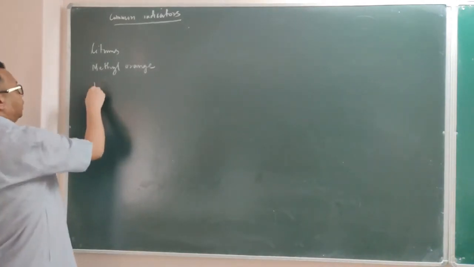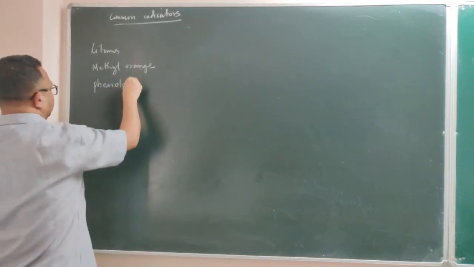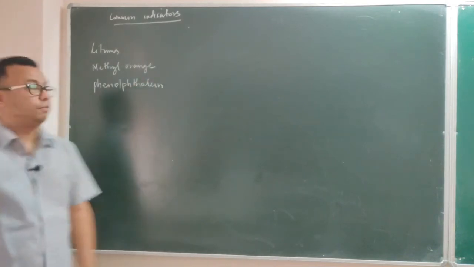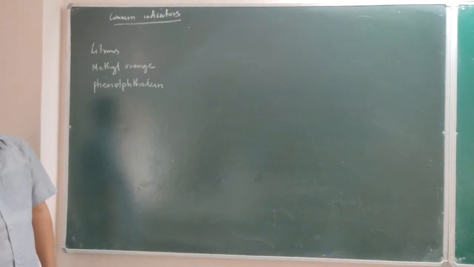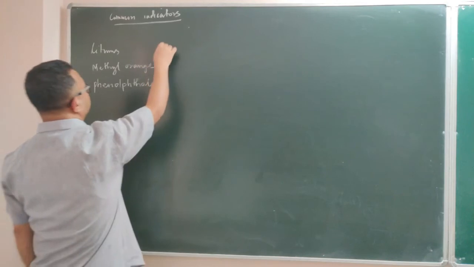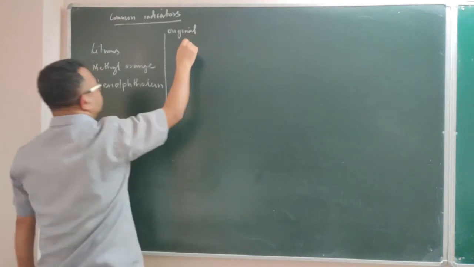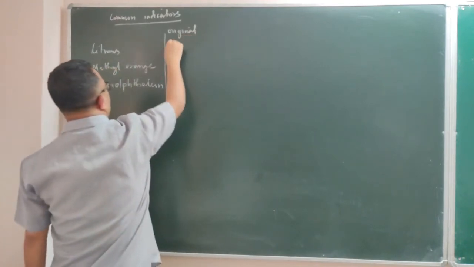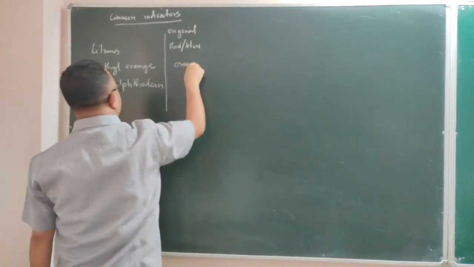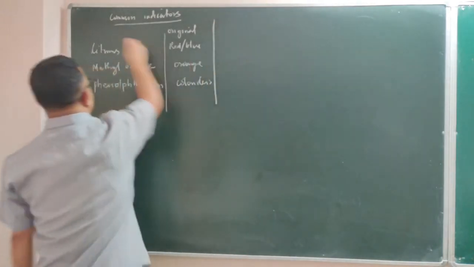Finally, the last one is phenolphthalein, which is colorless. By the way, let me also tell you the original colors. Litmus is both red and blue, methyl orange is orange in color, and phenolphthalein is colorless. This is the original color.